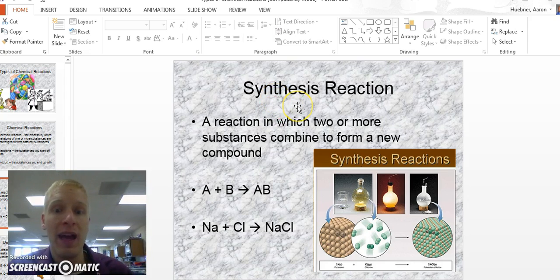it's basically when you have 2 reactants or more coming together to form one product, or maybe you'll have 3 reactants come together to form 2 different products. Basically you have more reactants on the left side and fewer products on the right side. Many things becoming one. That is synthesis.